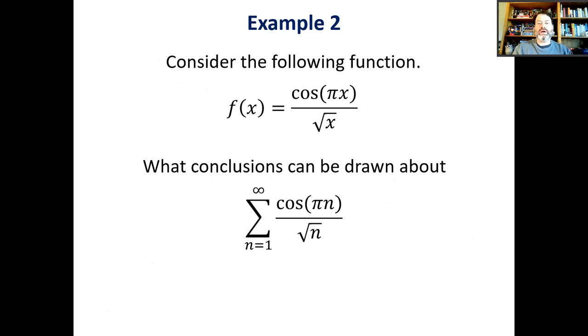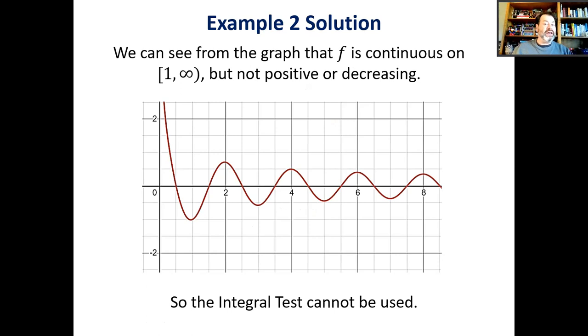Here we have cosine of pi x over square root of x. And what conclusions can be drawn about the series? So you want to check, are these x's the same places that the n's are? They are. So this series is just this function with n's plugged in instead of x's. That's what we want. Now we have to check continuous, positive, decreasing. So I made a graph, and I saw that it's definitely continuous, but it certainly is not positive, and it certainly is not decreasing. That means we cannot use the integral test.